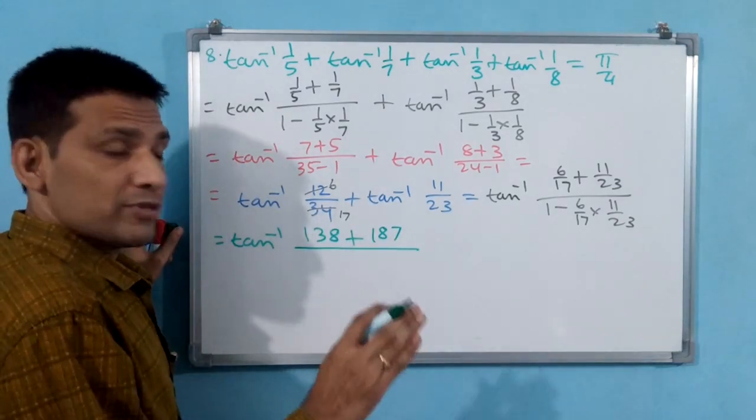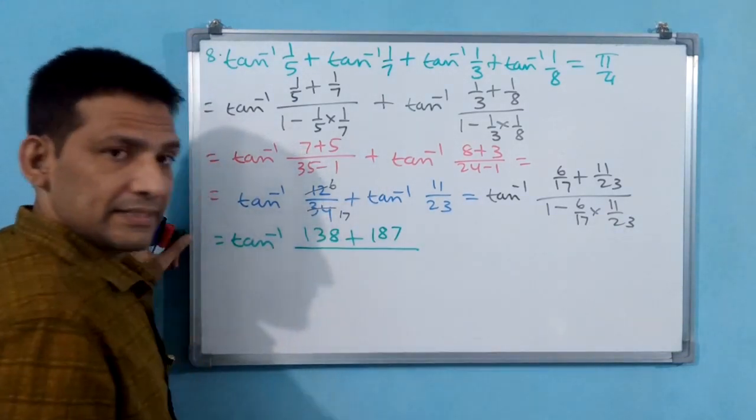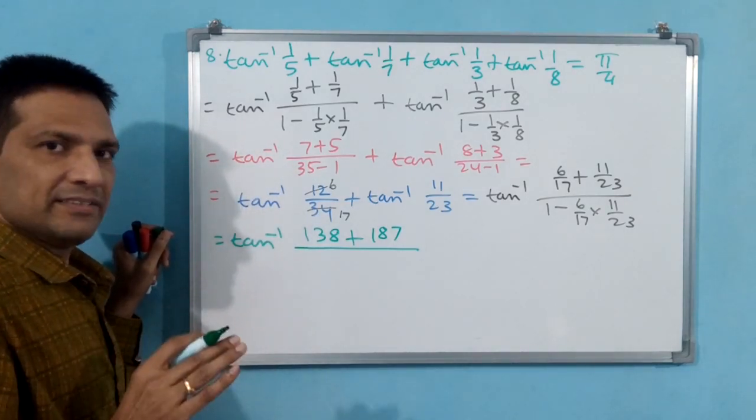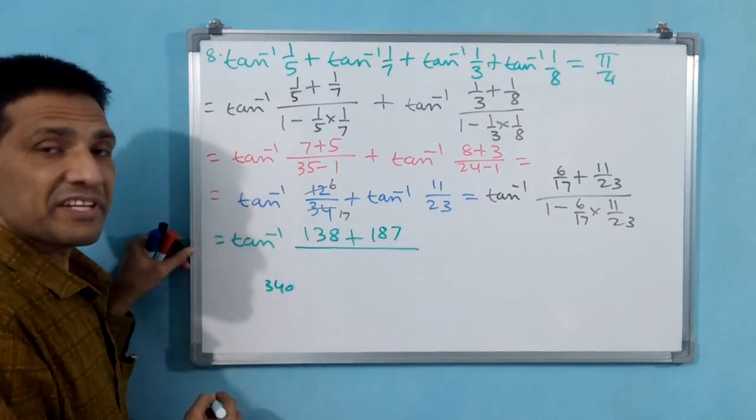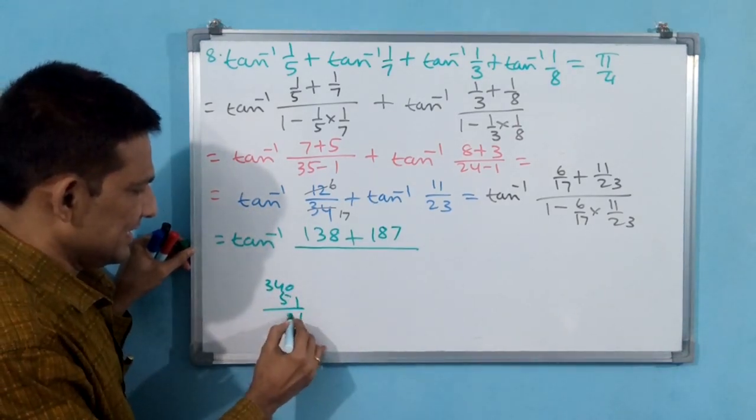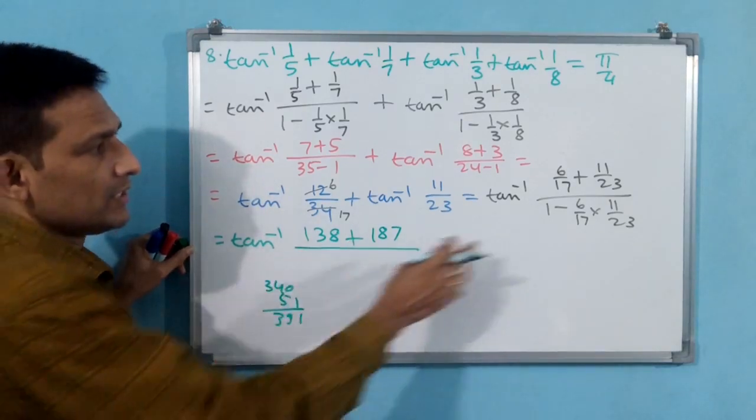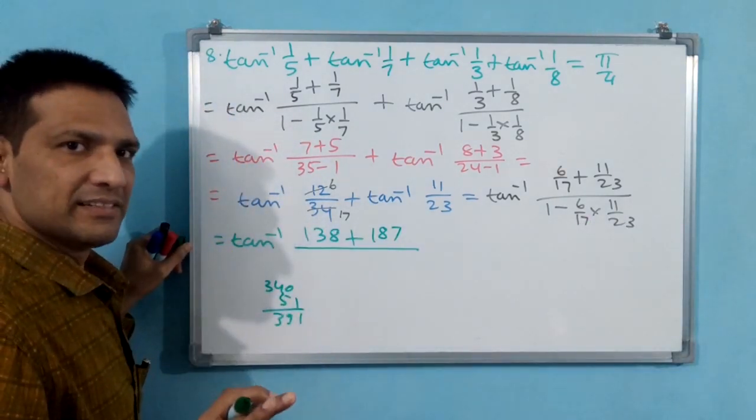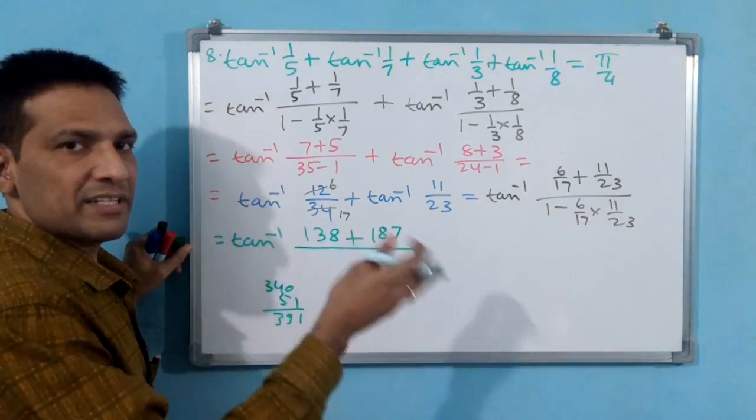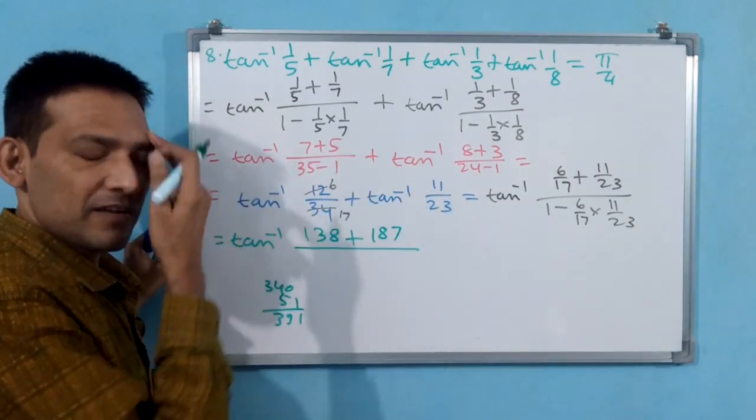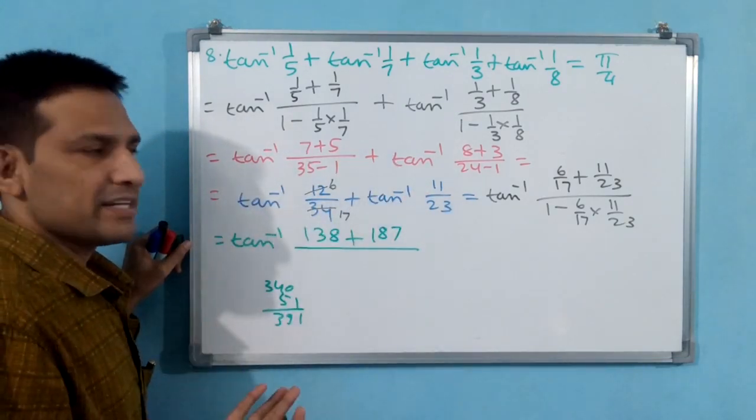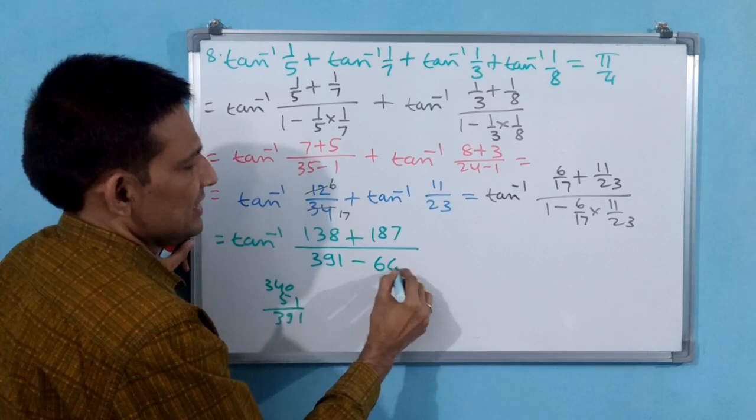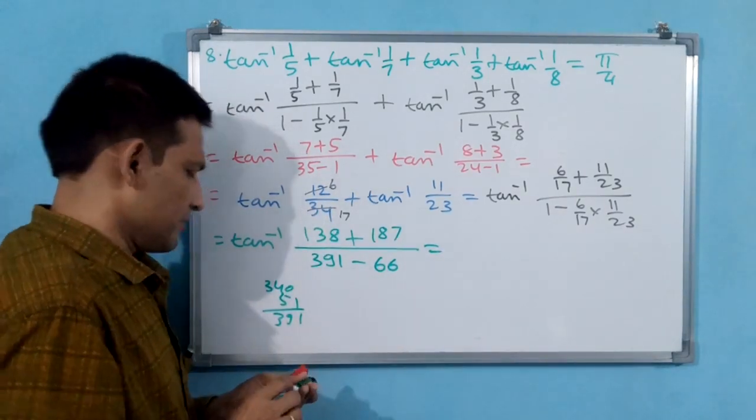Now here 17 23s, you have to calculate. 17 20s are 340. 17 3s are 51. 391. How I calculated, you know? 17 20s are, why? Because see, you remove this 3, 20 will be there. 17 20s are 340. 17 dissolve in brain, you can calculate. 17 3s are 51. 340 plus 51, 391. Okay. 391 minus 66.